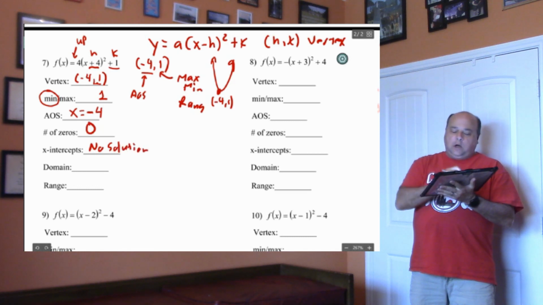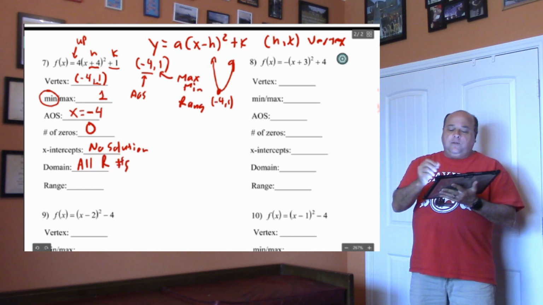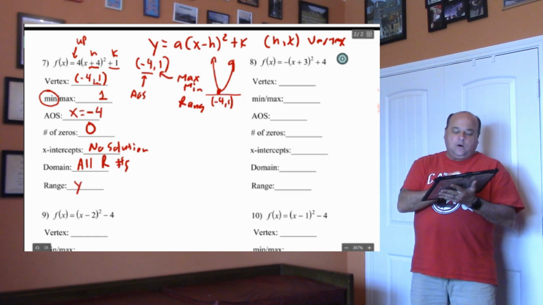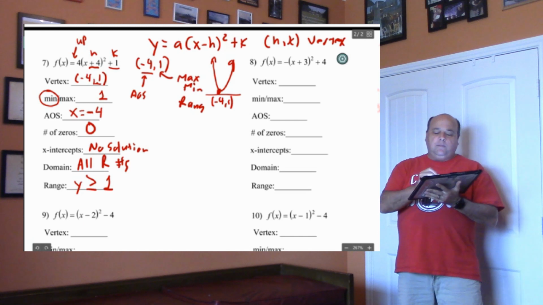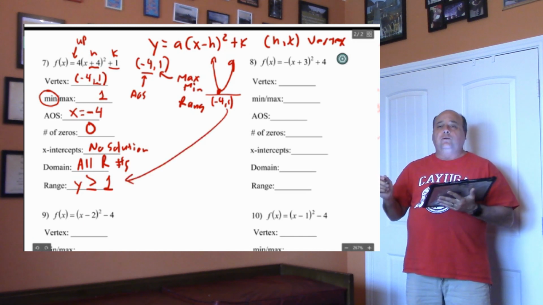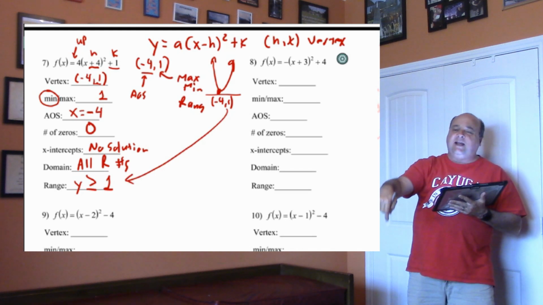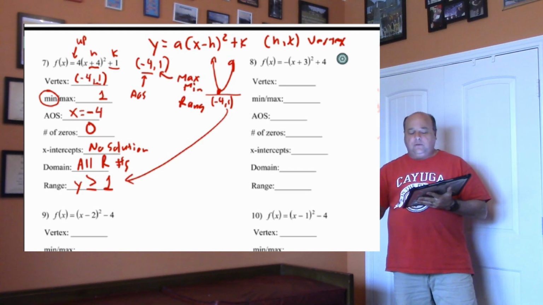The domain will always be all real numbers in a graph. And the range is going to be all of the y's that are greater than or equal to 1. Remember, this number right here goes to your range. Since it's going up, we're going to use greater than. If it opens down, we use less than, okay?